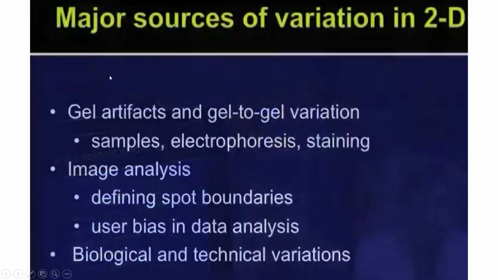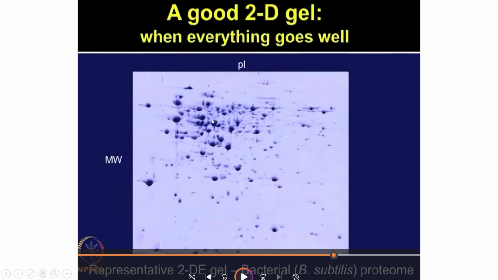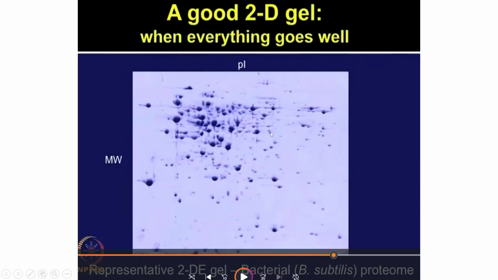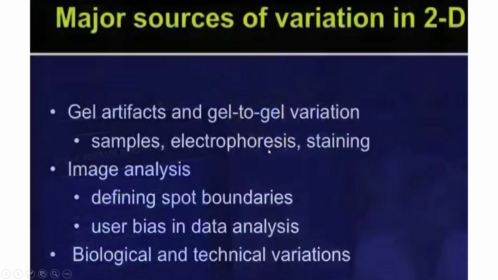But there are certain gel artifacts as well, gel to gel variations, sample to sample variation, the way you are doing electrophoresis, at what voltage, what current exactly. All those will have some effect on the gel. Similarly, in terms of image analysis, you need to define spot boundaries while doing analysis. If you are not doing that properly, your analysis might be different. Similarly, there is user bias, like some people will focus on one specific location and conclude from that. So user bias can also be there in data analysis. These are a few challenges.